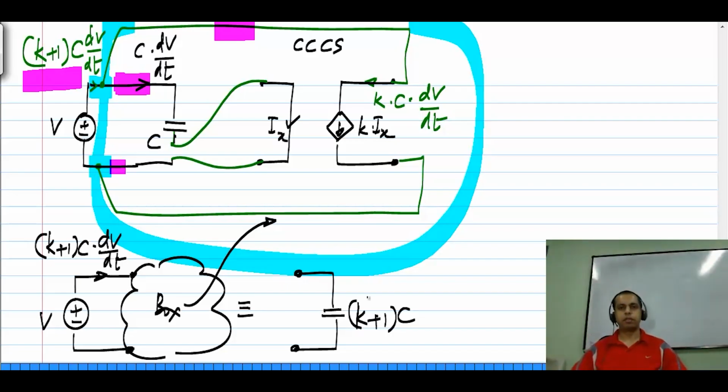So what do I mean by it looks like that? If I gave you two boxes, one consisting of this capacitor C and a current controlled current source of value K connected up like this, and another box which has actually a capacitance of value K plus 1 times C, there is no way you can distinguish between the two. You cannot tell which is which by measuring voltages and currents at the two terminals. And that is what is in general meant by equivalent circuits.